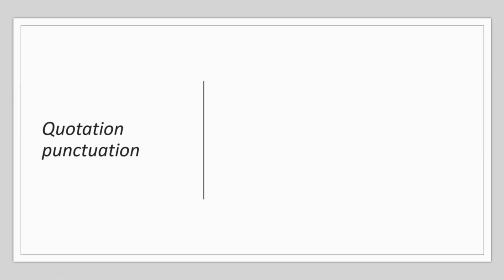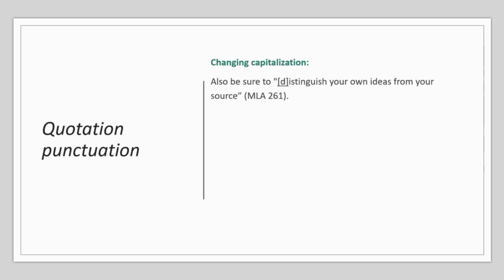Let's review some punctuation as it relates to quotations. We already discussed the use of square brackets to make changes. But here's an example of changing the capital of the first word of the quote to a lowercase letter to fit the grammar of the sentence. Also be sure to distinguish your own ideas from your source.